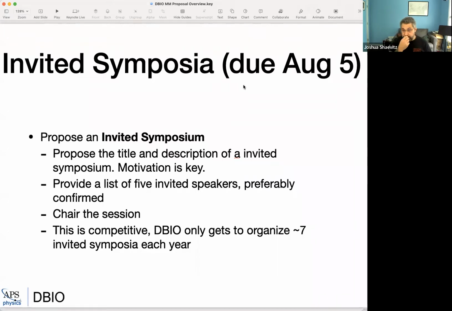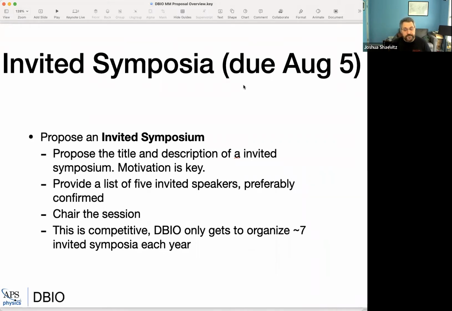If you are selected to run the symposium, you will chair the symposium. You can have co-chairs if more than one of you submit at the same time. You also can speak in that session, so you're allowed to put yourself as one of the speakers in there. Now, very importantly, this is much more competitive. We are limited by APS in the number of invited symposia we can run. The number is, practically speaking, 7.